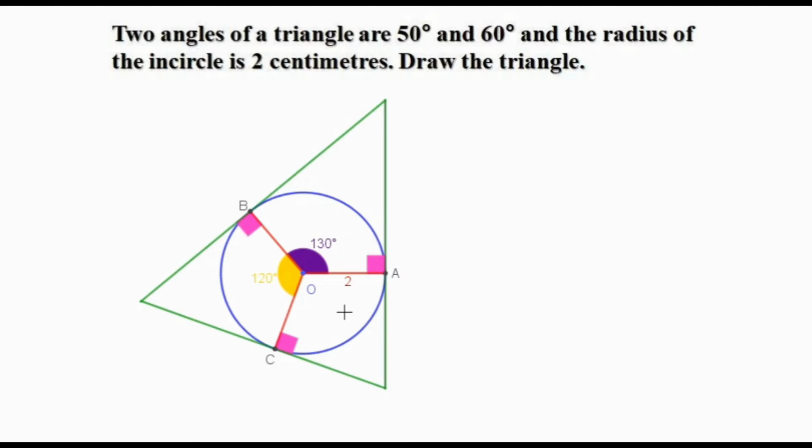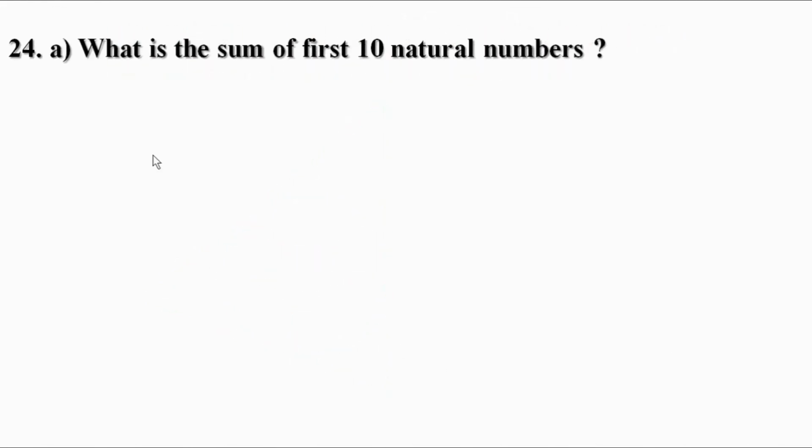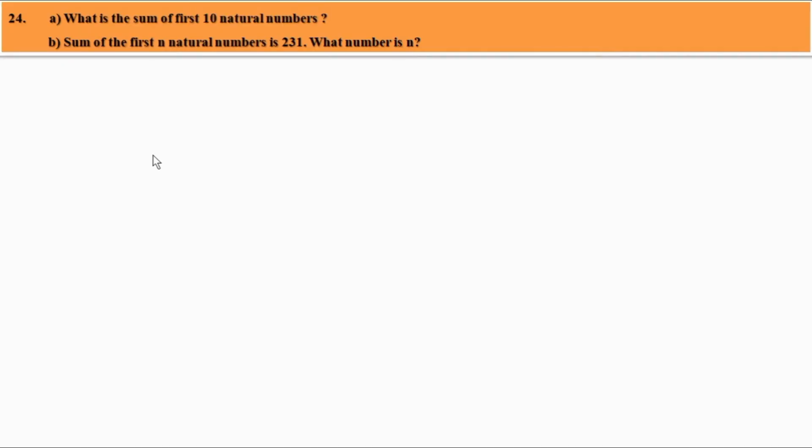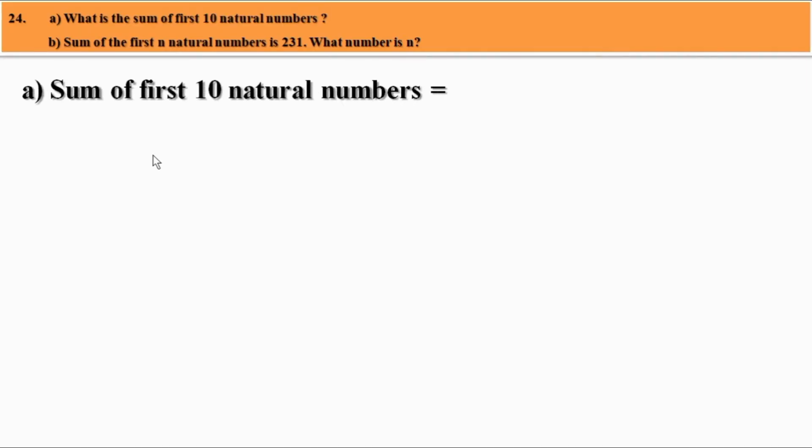2 centimeters. 24th problem. What is the sum of first 10 natural numbers? Sum of the first n natural numbers is 231. What is number n? Sum of n natural numbers is n into n plus 1 by 2. Therefore, sum of first 10 natural numbers is 10 into 11 by 2.